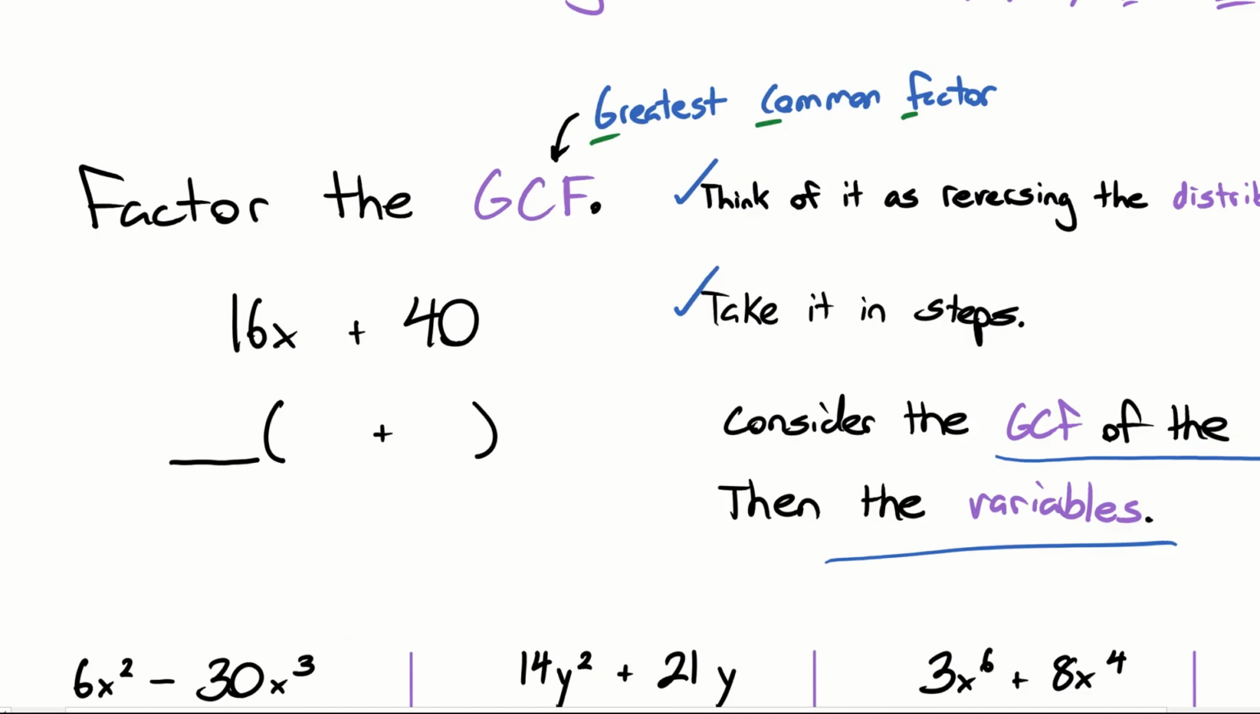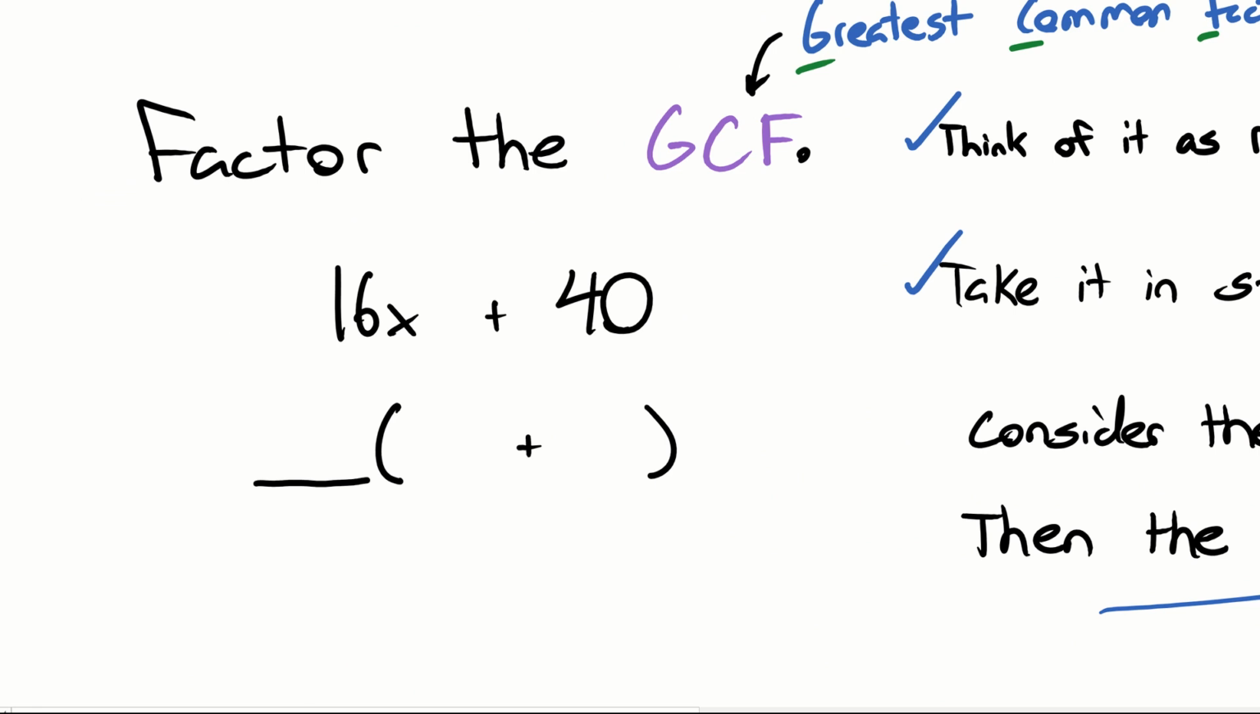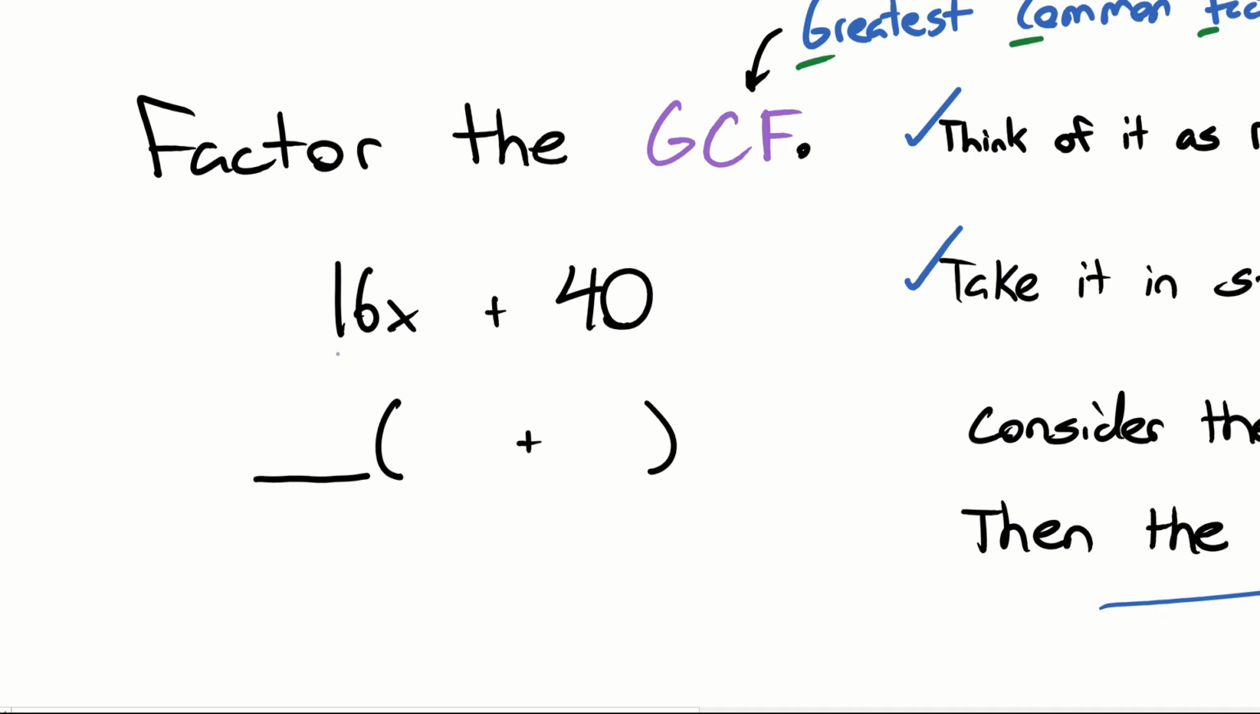Let's do this first one and a few others like it together. All right, here we go. 16x plus 40. Consider the numbers first. Forget the x. Look at 16 and look at 40. What's the greatest common factor between 16 and 40? Well, a 2 goes into 16 and 40, but I think we can go higher than that. A 4 goes into 16 and 40, but I think we can go greater than that. Remember, we're looking for the greatest common factor. While 2 and 4 are common factors, it's most certainly not the greatest common factor.